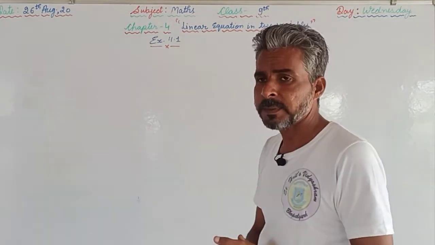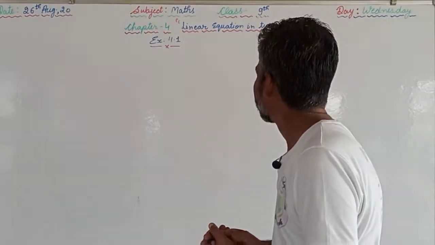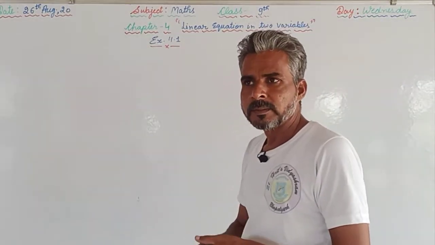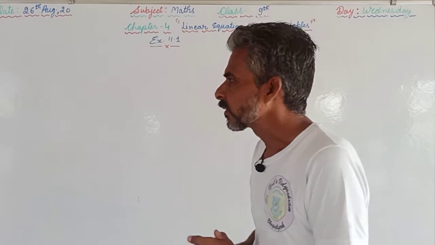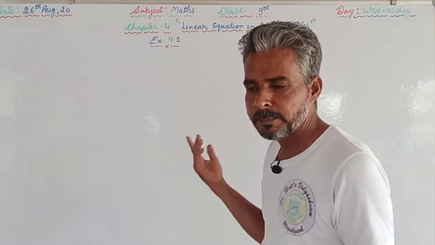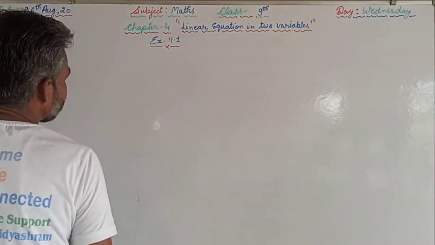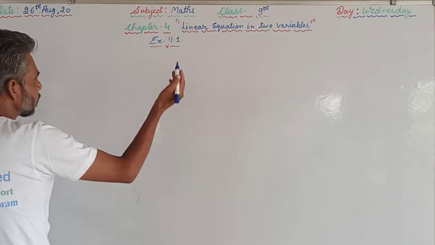Equation means the expression including the sign of equality, means equals to sign should be there. Variables means the symbols whose value is not fixed, the value used to change, and 2 means two variables will be there. So first of all we will write some of the examples of linear equation in two variables. Afterwards we will discuss the terms again.